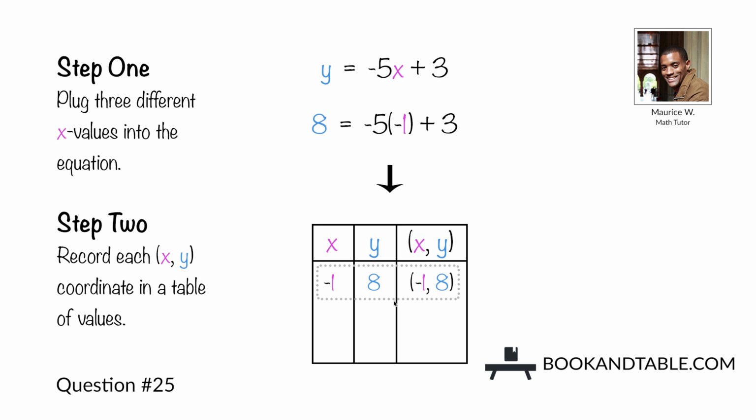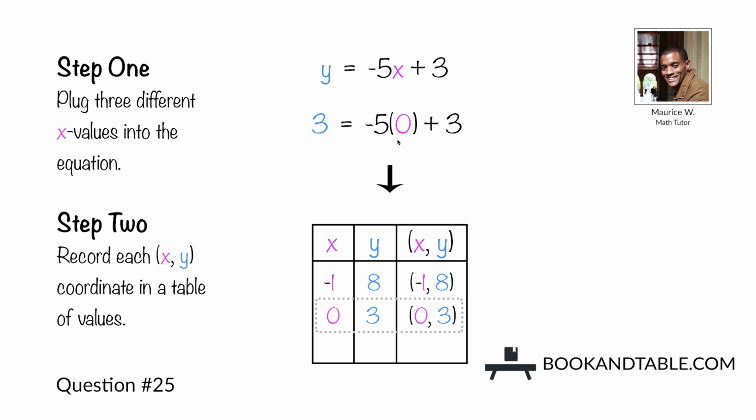Step 1, plug 3 different x values into the equation. So I'll plug in -1, 0, and +1 for x. And step 2, we'll then record each xy coordinate in a table of values. So we have y is equal to -5x plus 3. So when we plug in x is equal to -1, we get -5 times -1, which is +5. +5 plus 3 is equal to +8. So when x is equal to -1, y is equal to +8. So that is our first point.